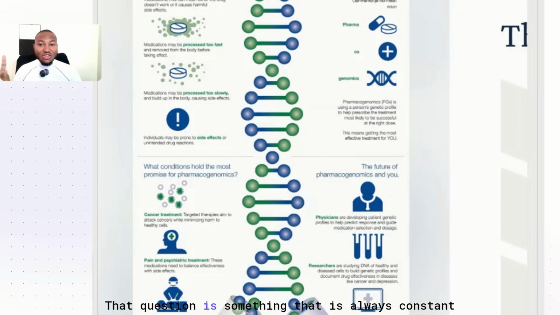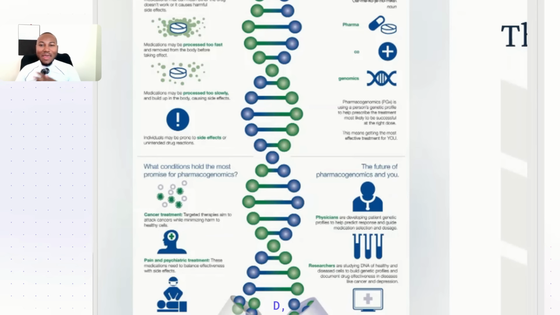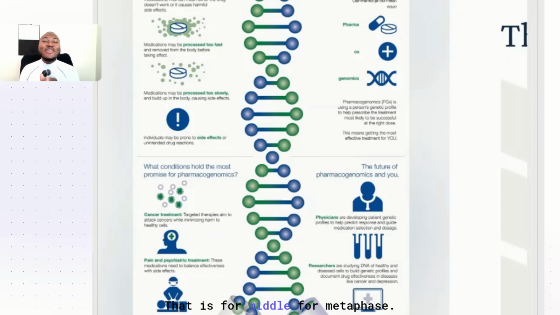Very, very important. That question is something that's always constant on your board. The stage at which chromosomes aggregate along the equator of a cell is dash. I want you to pause and attempt the answer. A, interphase. B, telophase. C, anaphase. D, metaphase. And E, prophase. The answer is what? Metaphase. Remember, I told you, when they come to the middle, everybody comes to the middle and lines up according to your height. That is for metaphase. You can't fail this question.